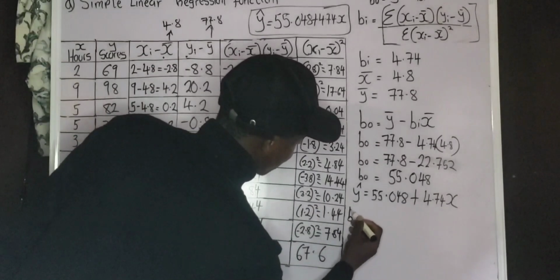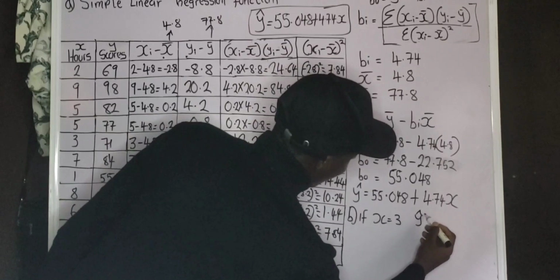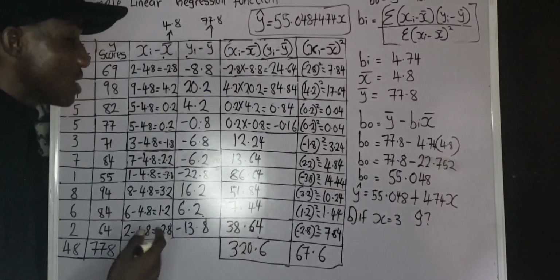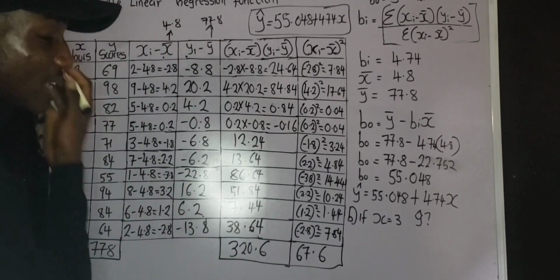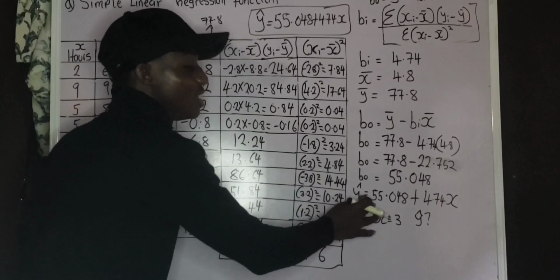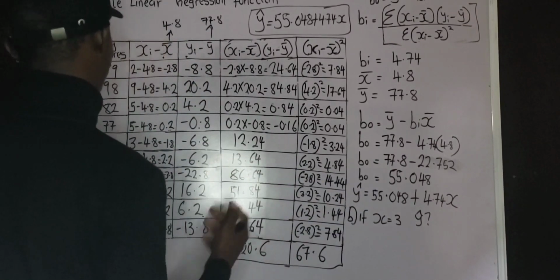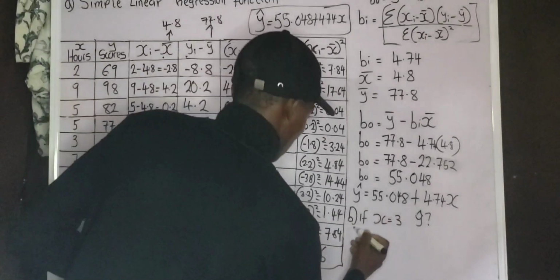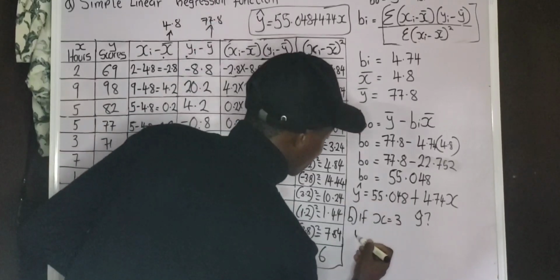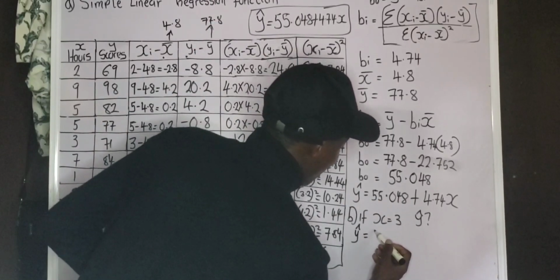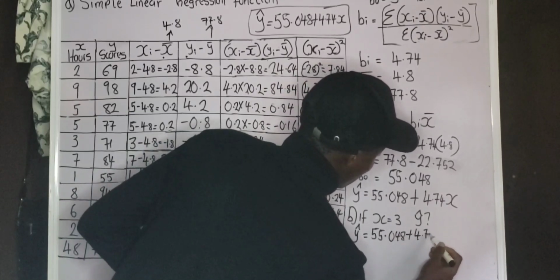If x is equal to 3, what is the predicted value of y? The only thing that you are going to do is substitute the value of x into the regression equation that you have already gotten. You understand? You are going to get the predicted value of y when the value of x is 3. So since I know that the regression equation is this, I'm going to substitute the value of x as 3. So I'm going to have 55.048 plus 4.74 into bracket 3.